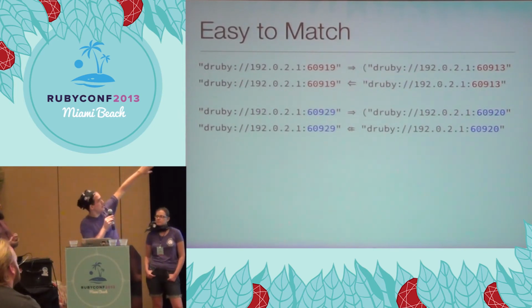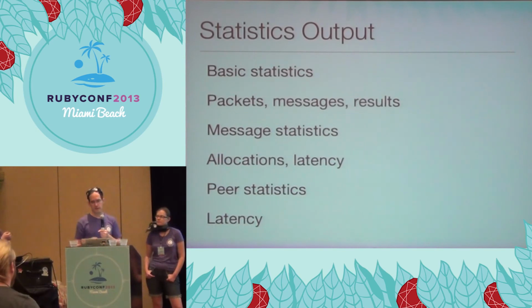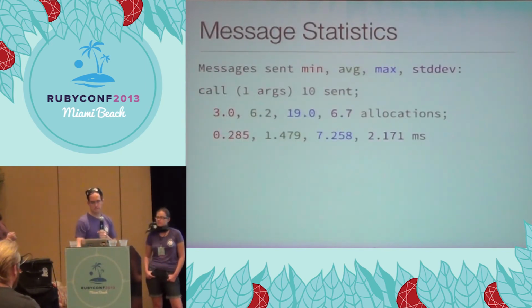And these are all easy to match, so you can just line them up and see what's going on. The ports are lined up on each side, so you can tell that the messages are from different connections. And then it also collects statistics output, so you can see how many messages were sent and packets and so forth, and how many allocations were required to send that message, and then also the latencies per peer and per message. The basic ones are packets and messages and results and exceptions. And they've got min, max, average, and standard deviation for both.